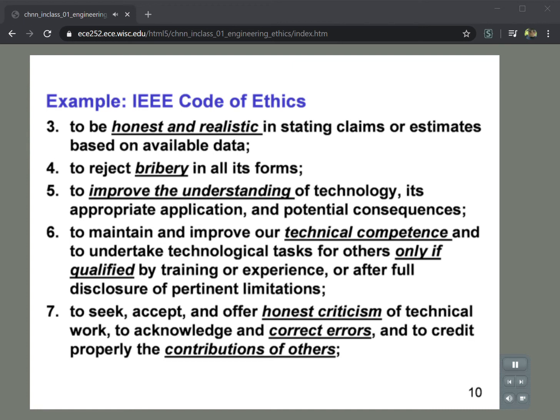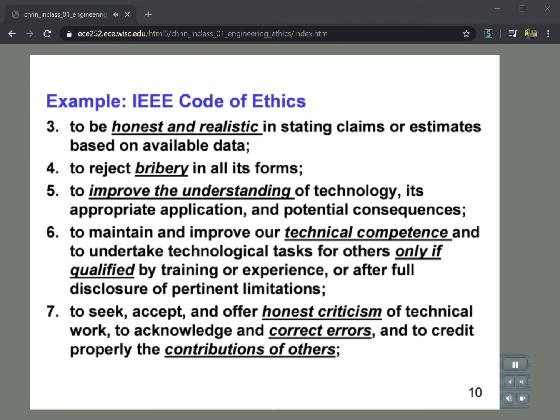The fourth one is also fairly straightforward. We should reject bribery in all its forms. So if someone offers you compensation in order to influence a decision, again, this is similar to the conflict of interest situation, but this is an explicit case where someone is actually offering you money to steer your decision in a particular direction. That's something that we should always reject.